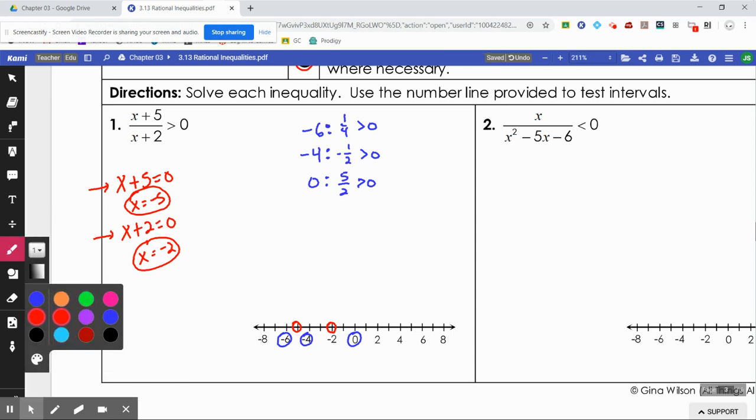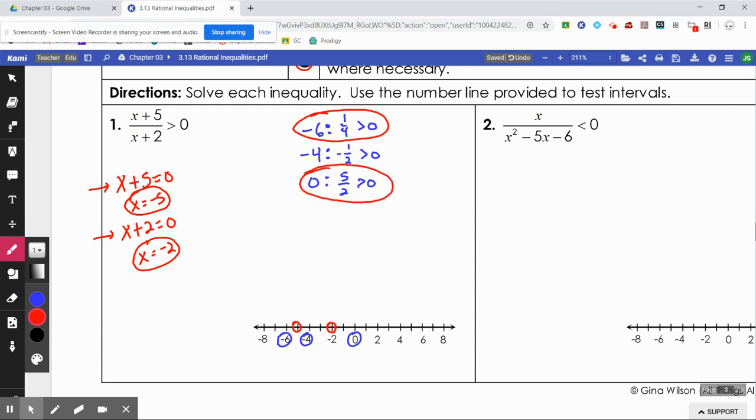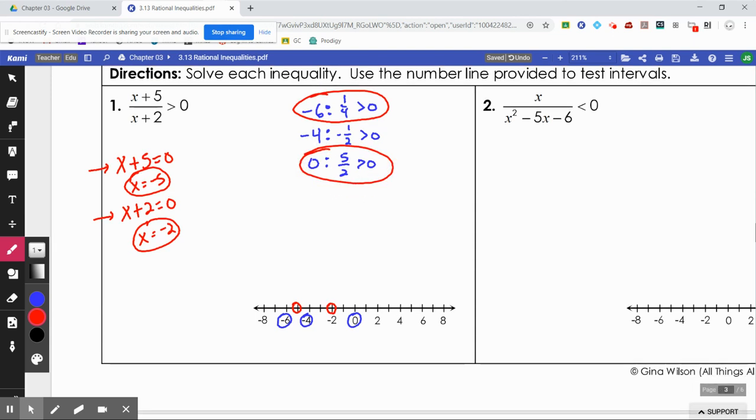When I plugged in -6, I got a true statement. And notice here, I'm just simply testing if it's greater than 0. So honestly, greater than 0 just means, is it positive? That's all I'm concerned with. This also gives me a true statement. So my answer is going to be the first region.